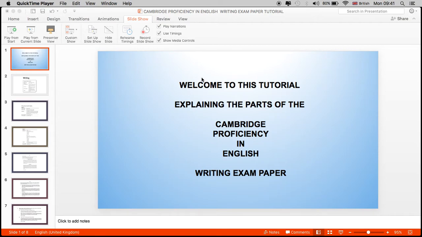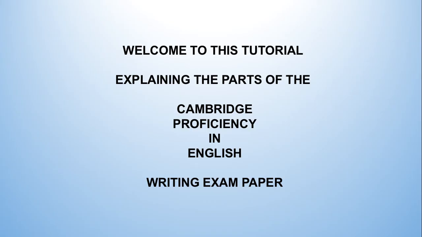Hello everyone and welcome to this tutorial which will explain two parts of the Cambridge Proficiency in English writing exam paper. Specifically, what does the paper entail? What are you meant to write about? Which tone of voice are you meant to be using? How much time do you have? And how is this assessed?